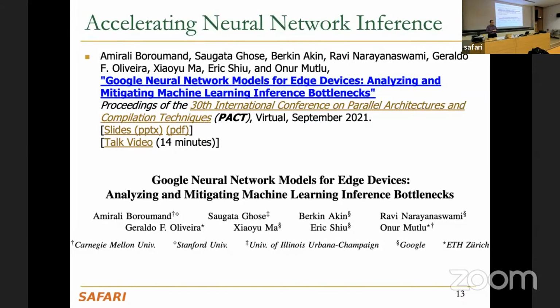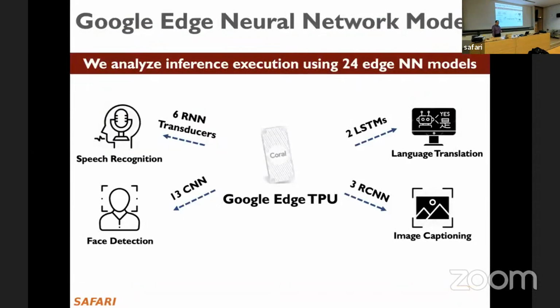Here is about neural network inference. We look into Google neural network models for edge devices, and you know that we have this tensor processing unit, TPU, that is being used for such things. We observe that the utilization of this Google TPU is not really good. And we observed that the reason is that it's a monolithic design with the mindset that one design should fit everything, and that caused a lot of issues.